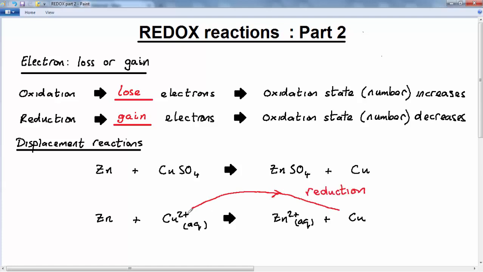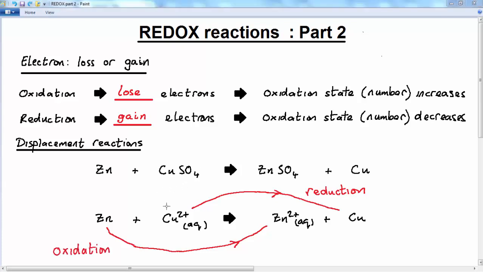The copper 2 plus gains 2 electrons to form the copper atom. Likewise, we've got oxidation occurring here where the zinc gives up its electrons to form a zinc 2 plus ion in aqueous solution. So the zinc is losing electrons, and by our new definition at the top here, that means that oxidation is taking place.